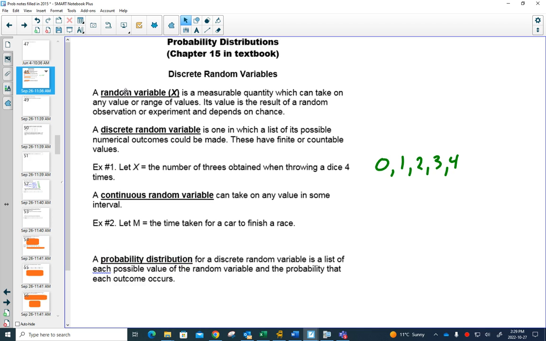And a probability distribution that we're going to look at for the discrete ones is a list of each possibility and the chances of that possibility happening.